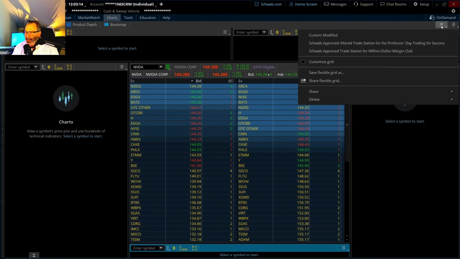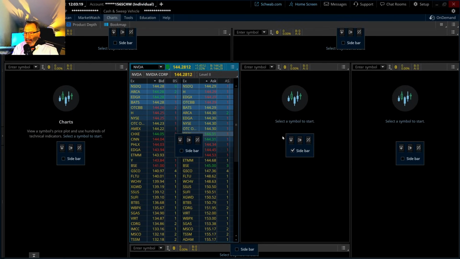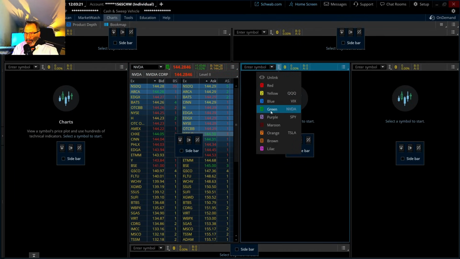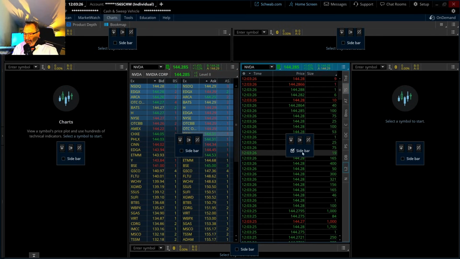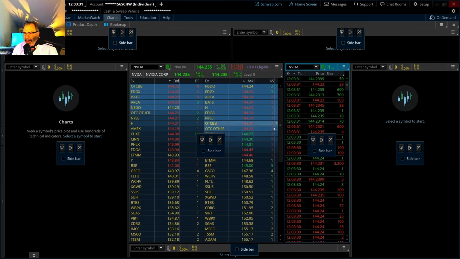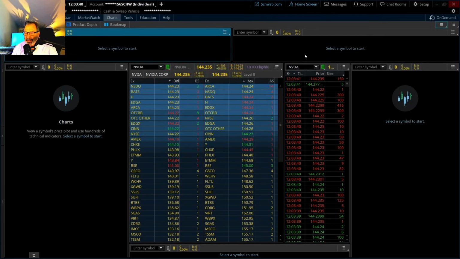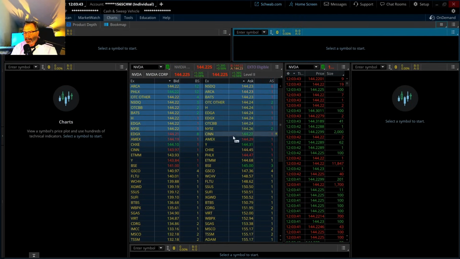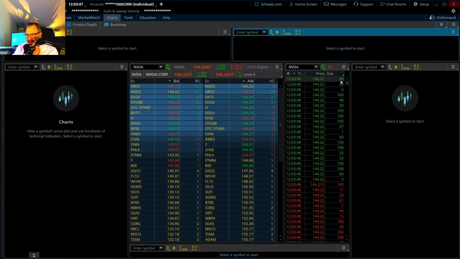But since I made that more confusing than it has to be, let's go ahead and add a time and sales over here so you get the idea of what I'm talking about. We'll take off the level 2. So this is after the transactions have been made. You can now see what time, what the price was, and how many shares went through.